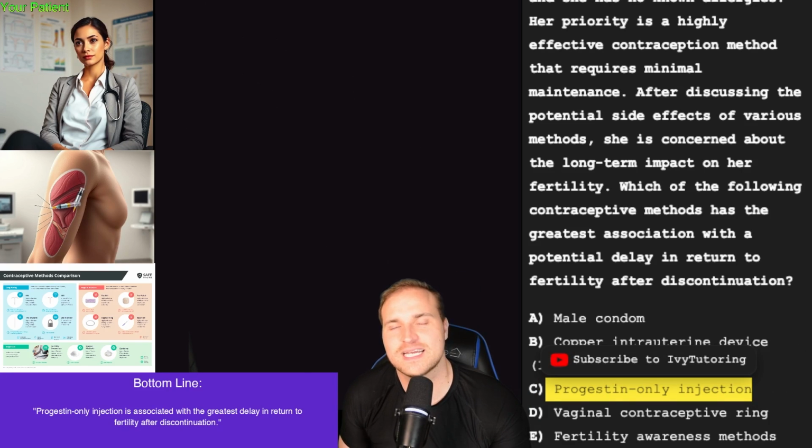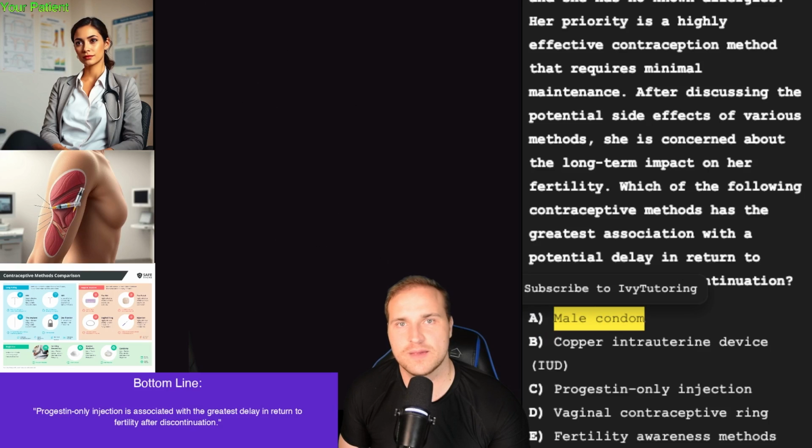injection. So that is DMPA, a progestin-only injection, and that provides long-term, highly effective contraception with minimal use effort. So it's super ideal for somebody like her. It's not recommended for those who are concerned about delayed return to fertility, though, because ovulation can take a couple of months to resume after discontinuation, and that's a known side effect that's not shared by IUDs or rings or barrier methods. All right, why is it not a male condom?